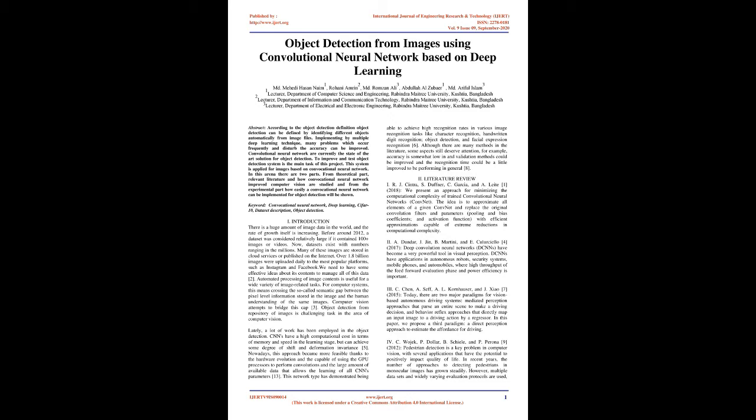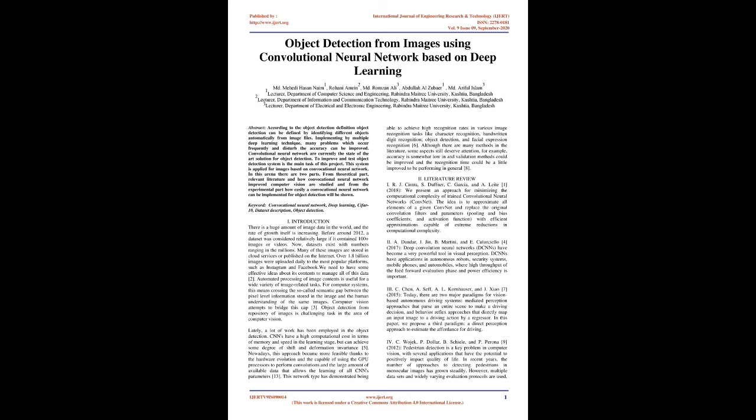Lately, a lot of work has been employed in object detection. CNNs have a high computational cost in terms of memory and speed in the learning stage, but can achieve some degree of shift and deformation invariance. Nowadays, this approach became more feasible thanks to the hardware evolution, the capability of using GPU processors to perform convolutions, and the large amount of available data that allows the learning of all CNN parameters.